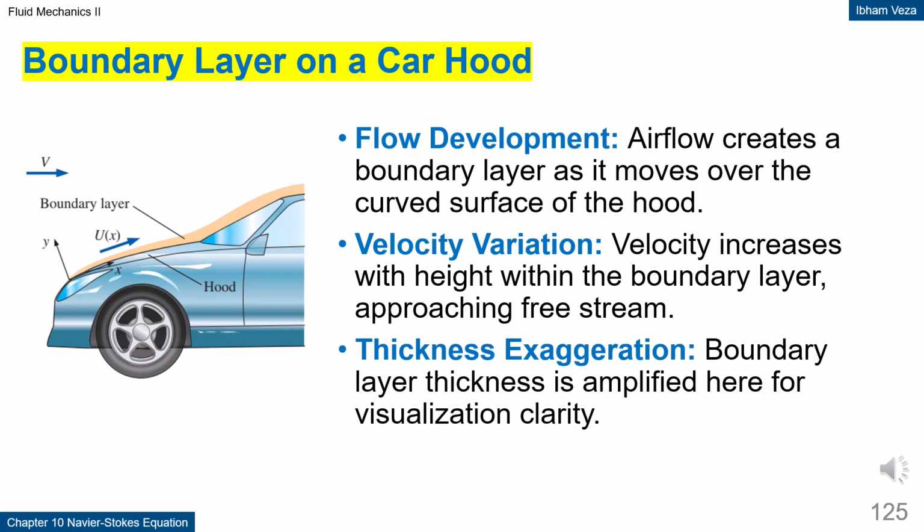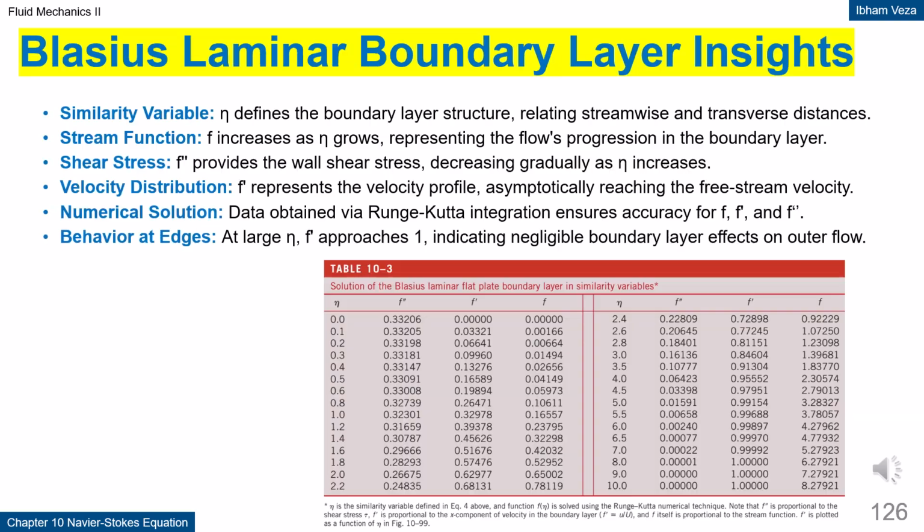Boundary layer on a car hood. Airflow over a car hood forms a boundary layer due to friction with the curved surface. The flow velocity increases with the distance from the surface until it approaches the free stream velocity. In the figure, the boundary layer thickness is exaggerated to make the structure visible. Physically, this layer remains thin compared to the size of the car geometry. This example shows that the boundary layer concept also applies to curved surfaces.